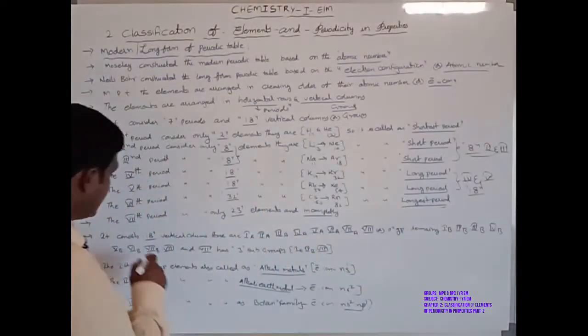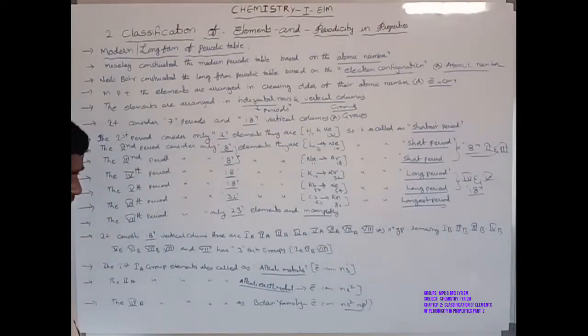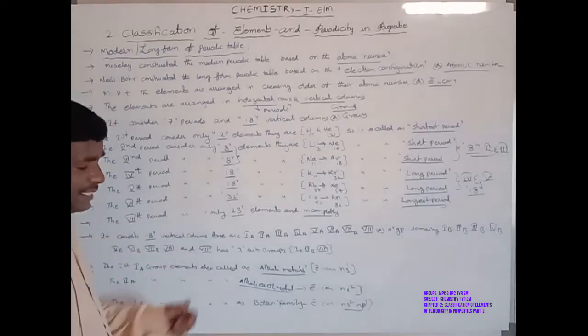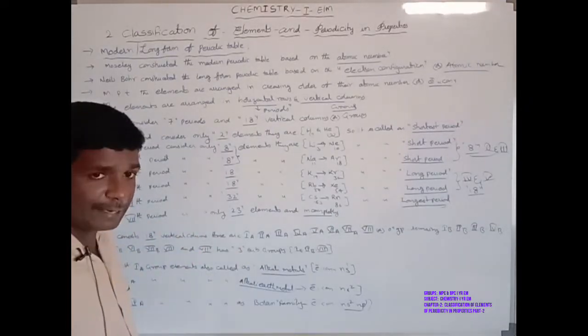The last period is the seventh period. The seventh period consists of only 23 elements and is incompletely filled.